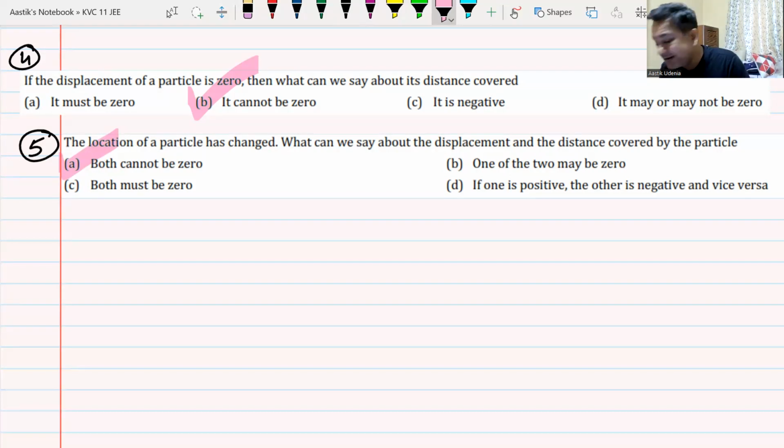Do we understand this? If it would have come back to its original position, then displacement would have been 0, but distance still would have been not 0. Do we understand this? Okay, so these were the questions from your sheet, and I will leave the rest. 2 or 3 more questions are there for you to solve from the sheet.